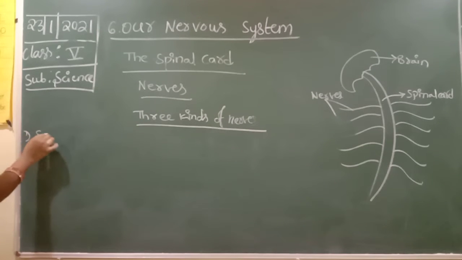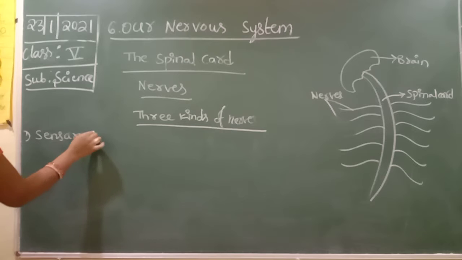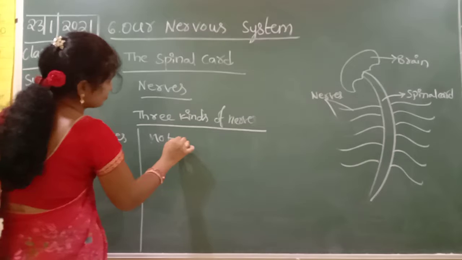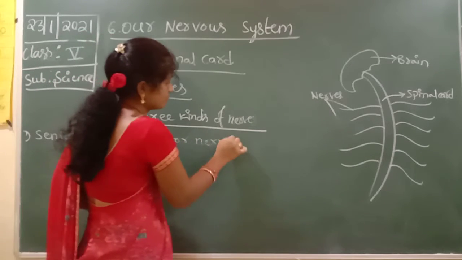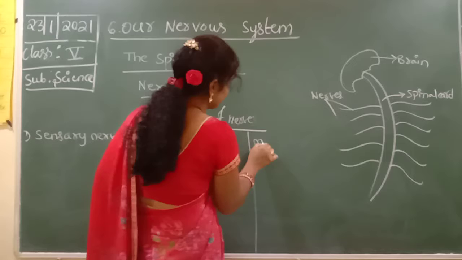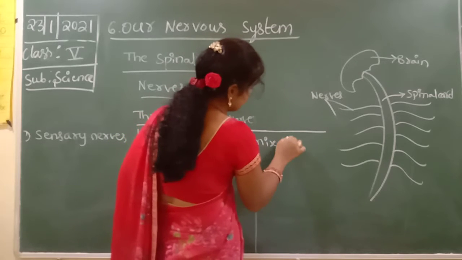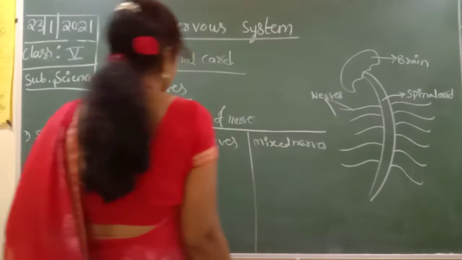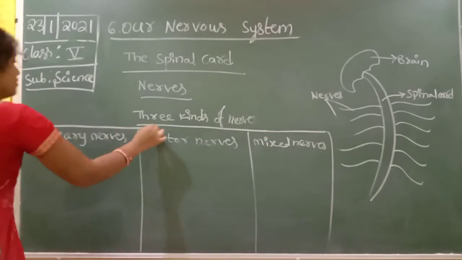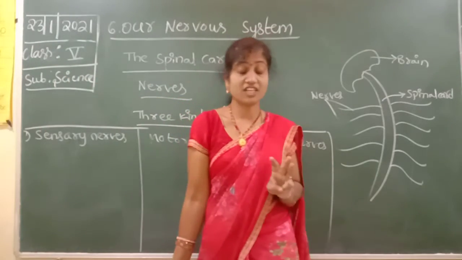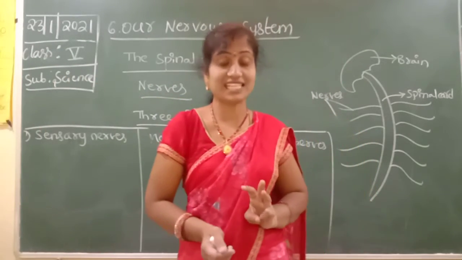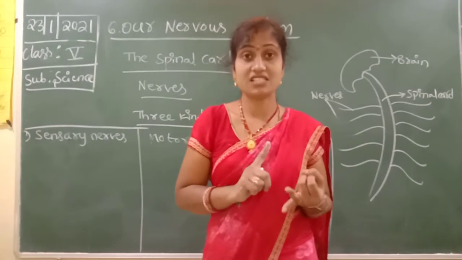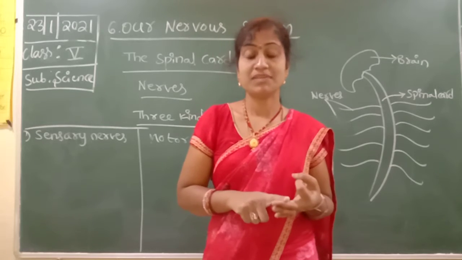The first is sensory nerves, then motor nerves, and mixed nerves. Children, there are three types of nerves, made up of nerve cells: sensory nerves, motor nerves, and mixed nerves.